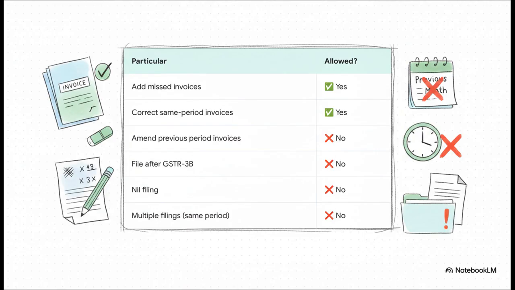You bet. Amending invoices from a previous period? Nope. Filing it after your GSTR-3B is done? Absolutely not. A nil filing? No way. And filing it more than once for the same period? That's a definite no. This table right here is your new best friend.